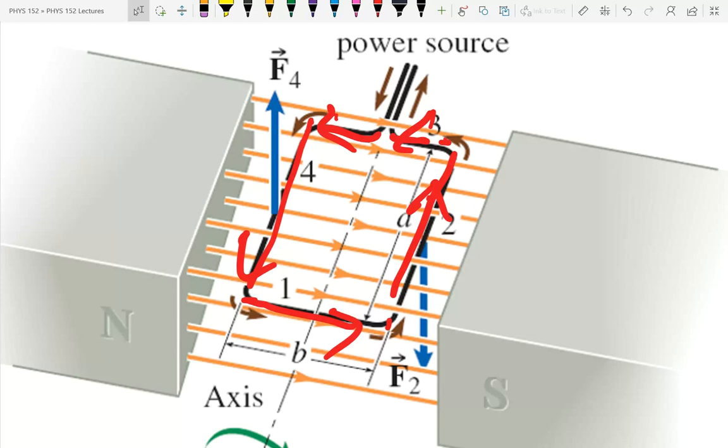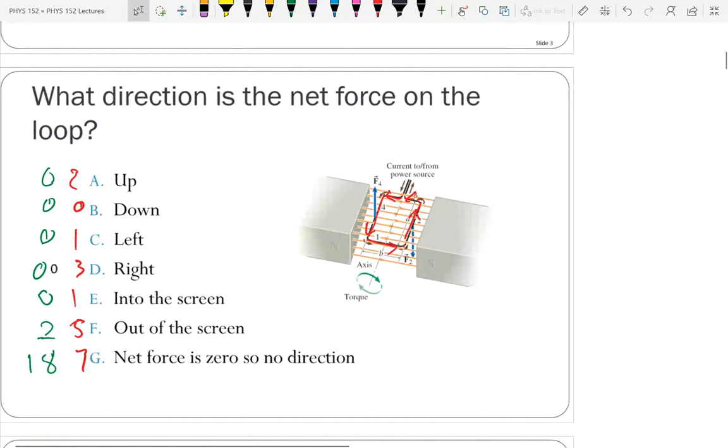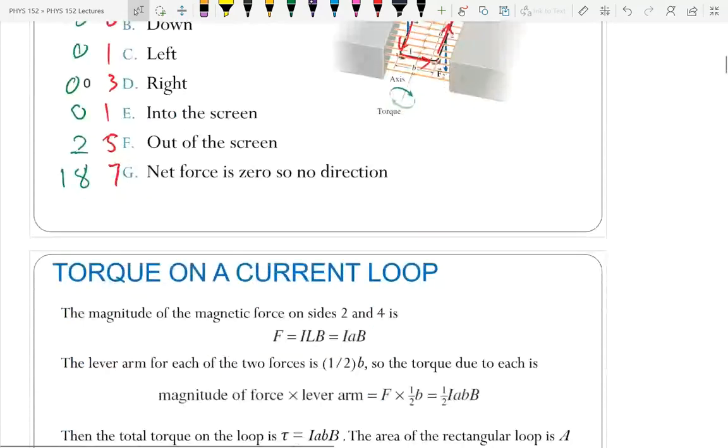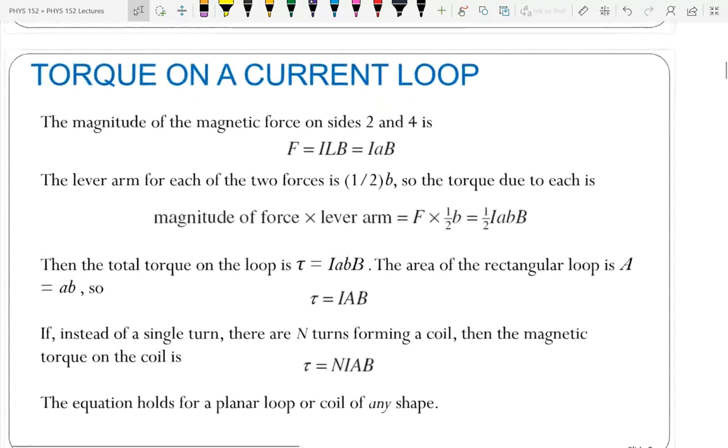And finally, we get to this one. My current is going this direction, magnetic field like that. My thumb is out or up as it's shown in the picture. Now, this was only part 1 of this question. We're going to look at the torque on it in just a moment. But first, a review of torque.